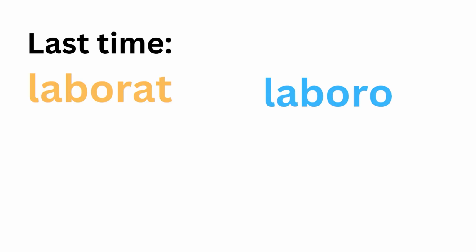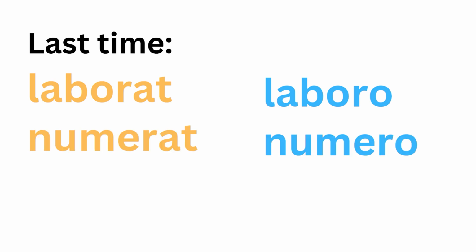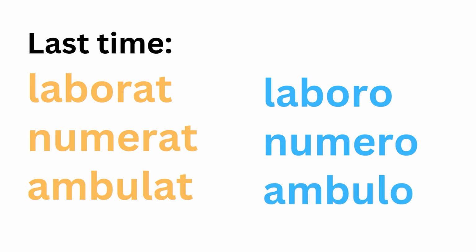Last time, we looked at how to change the third person, he, she, it does things, into the first person, I am doing things. So we had laborat, he works, and laboro, I work. Numerat, he counts, numero, I count. Ambulat, he walks, ambulo, I walk. Today we're going to fill in the final gap of our singular verbs.